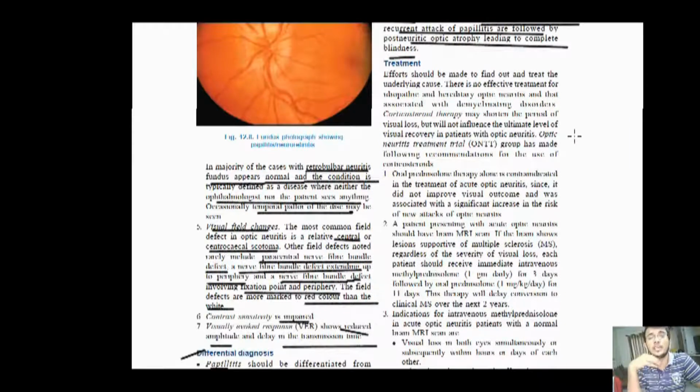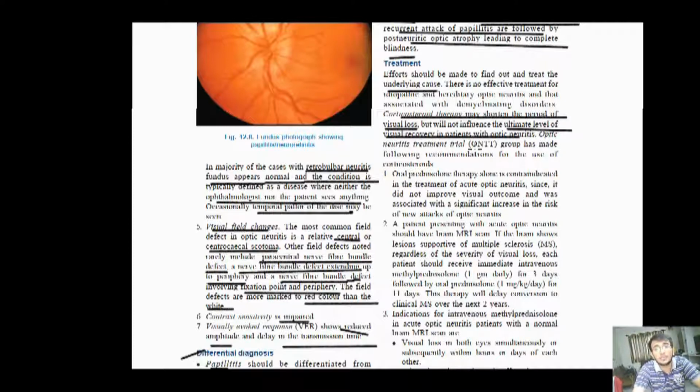So how will you manage a case of optic neuritis? Effort should be made to find out and treat the underlying cause. So underlying cause should be established. There is no effective treatment for idiopathic and hereditary optic neuritis and that associated with demyelinating disorders. There is no specific or effective treatment for optic neuritis up till now. Corticosteroid therapy may shorten the visual loss but will not influence the ultimate level of visual recovery in patients. So there is very little change in terms of visual recovery, but it will shorten the period of visual loss.